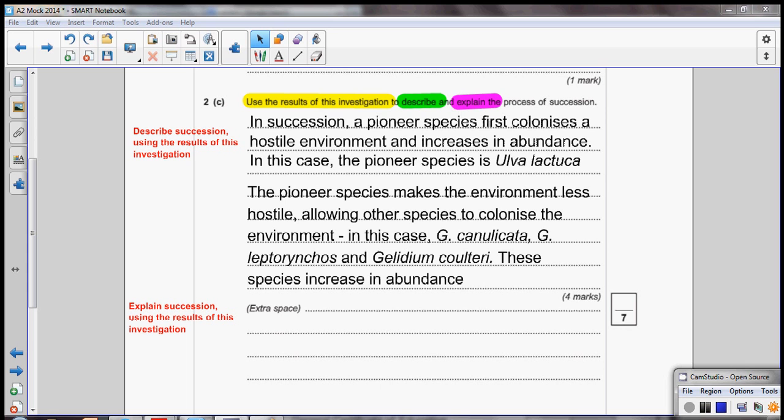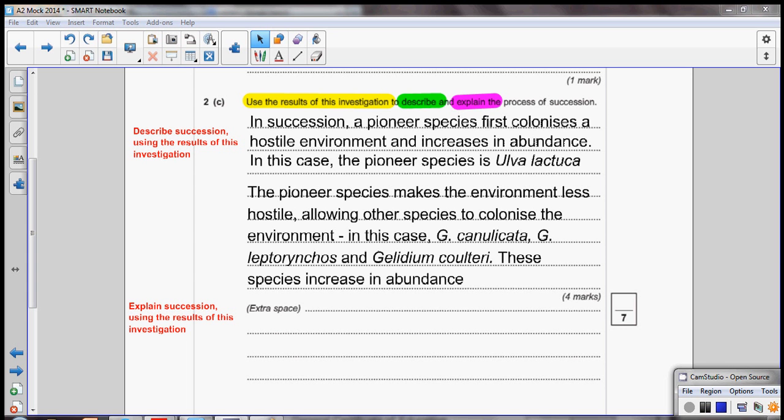Now you'll note that I've used a capital U and a lowercase l here, and the same for my previous answer where I used that name. You must do that when you're giving the full proper Latin names of species. It must be a capital letter for the first word and then a lowercase letter for the second one.